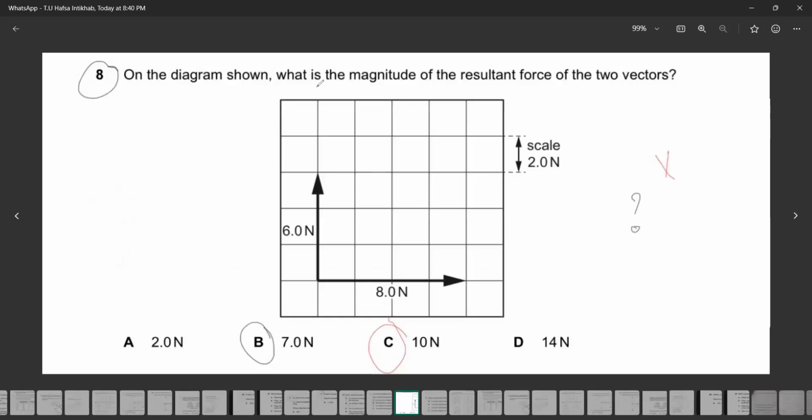The diagram shows two forces. What is the magnitude of the resultant? How to work out the resultant force. These are two perpendicular vectors. So to get the resultant, we just join them. This will be 8 Newton, and we draw 6 Newton from the top by using a rectangle. Like the example here, we have 8 Newton horizontal, 6 Newton vertical.